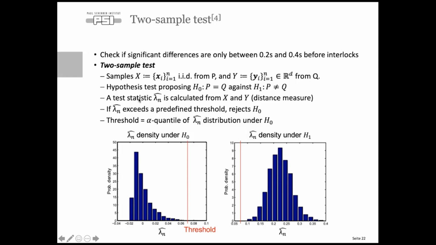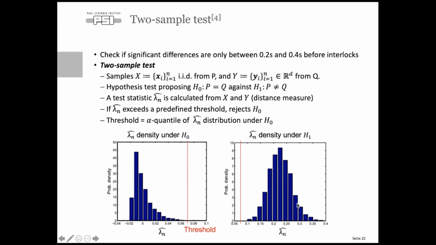So if our test statistic lambda n exceeds a predefined threshold, we would reject H0, which means that they are from different distributions. And how do we define this threshold? The threshold is actually the alpha quantile of the distribution of lambda n under the hypothesis H0. And alpha is our confidence. For example, alpha can be 0.01, and so on.